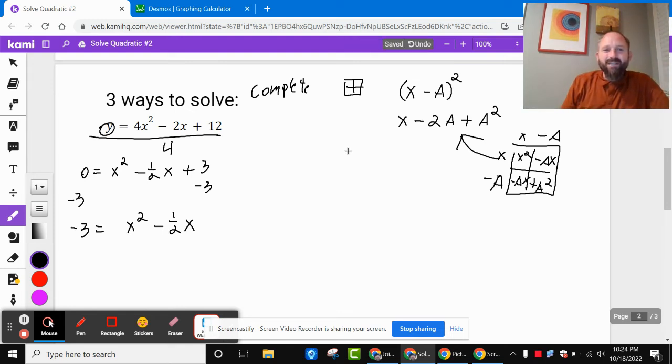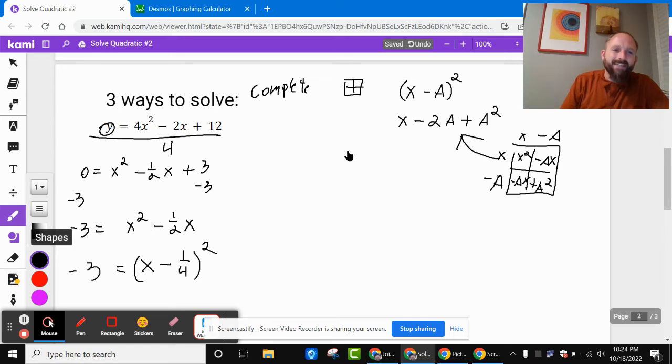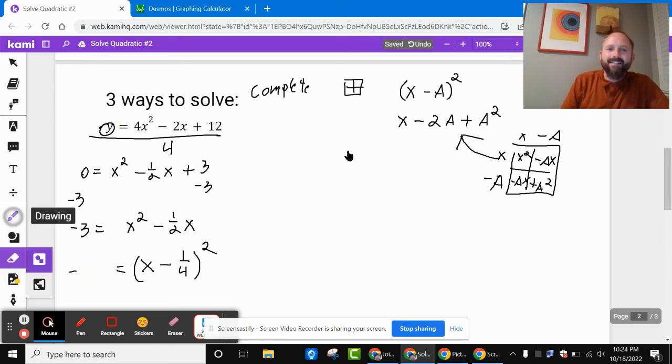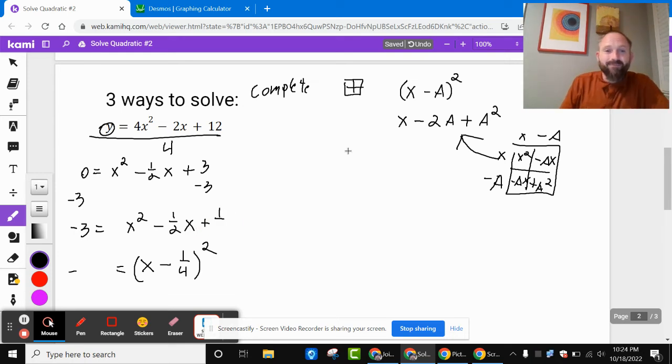So what does this have to be? Well, this is going to have to be x minus 1/4, and we're going to square it, is equal to negative 3. But wait, it's not, because we forgot to add 1/16, which is 1/4 times 1/4. And so we get negative 3 plus 1/16. Oh, I don't like that as much. Hold up. All right, there we go. I used my calculator and I get negative 2.9375.